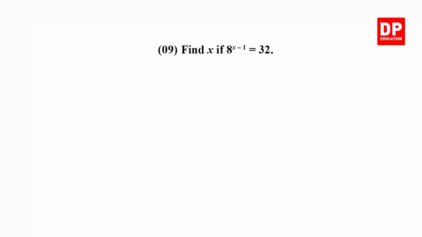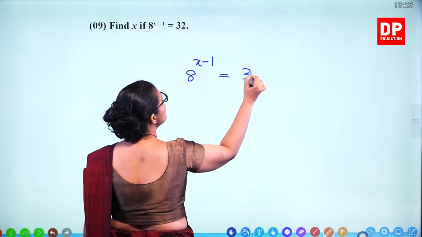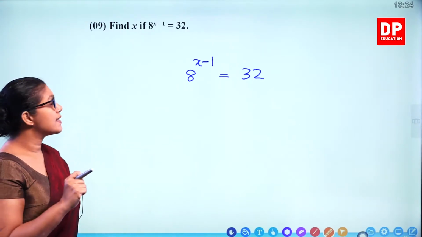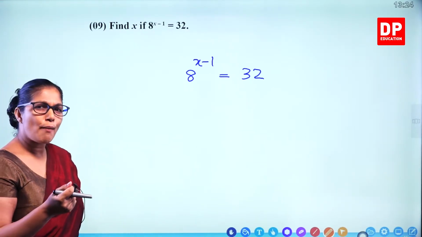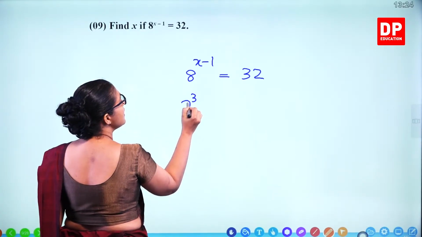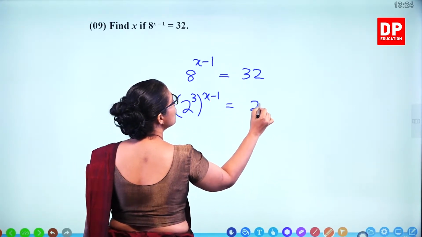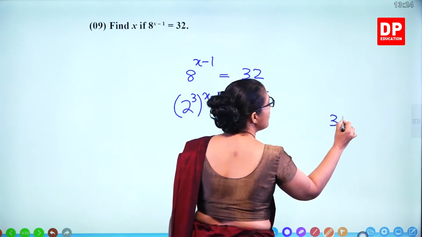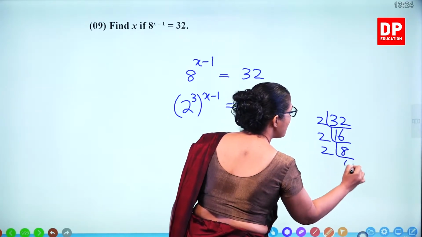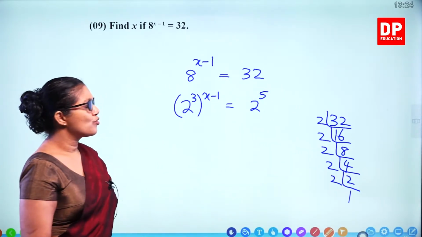Question number 9. Find x if 8 to the power x minus 1 equals 32. How can we do that? We have to convert to the same base. 8 and 32, what's the common base? That's 2. So we can write 2 to the power 3 as 8. 32 is 2 to the power 5. If you can't remember, you can divide by 2 five times to get 1. So 2 to the power 5.